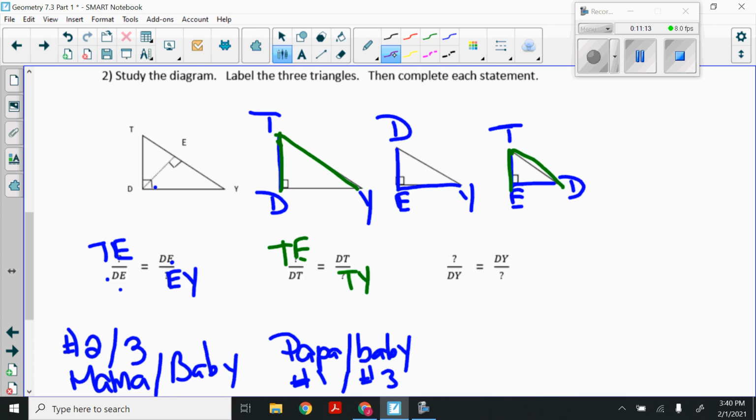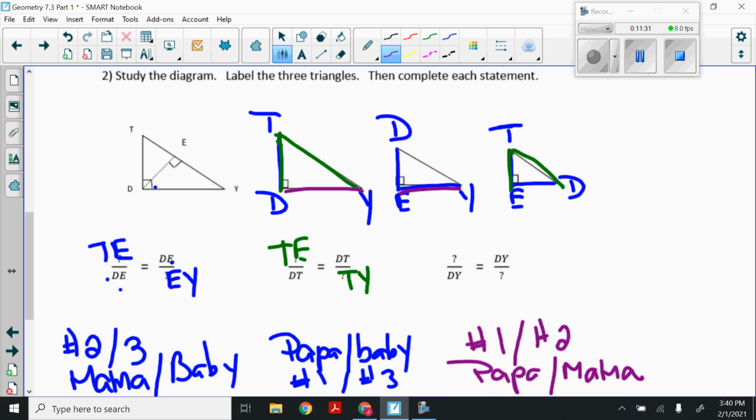So now let's go to the last one. I've got DY and DY. So which two have DY? The first one and the second one. So this is number 1 and number 2, which is Papa and Mama. So DY in Papa, the bottom of Mama is EY. DY in Mama, the hypotenuse in Papa, TY. So that's my proportions.